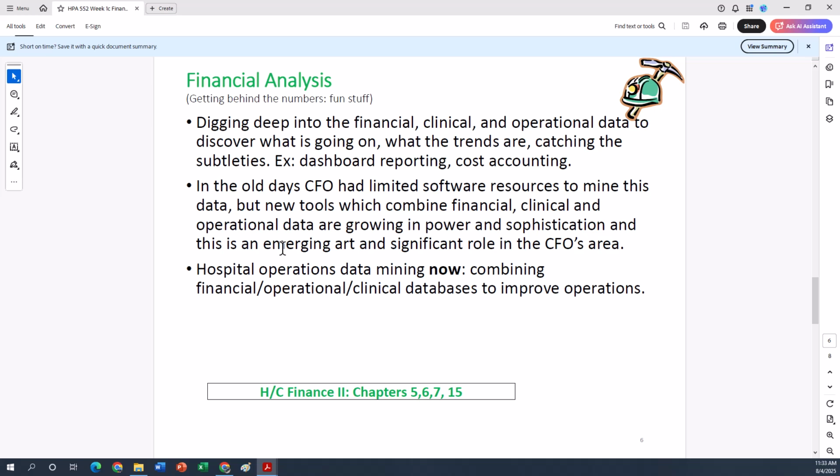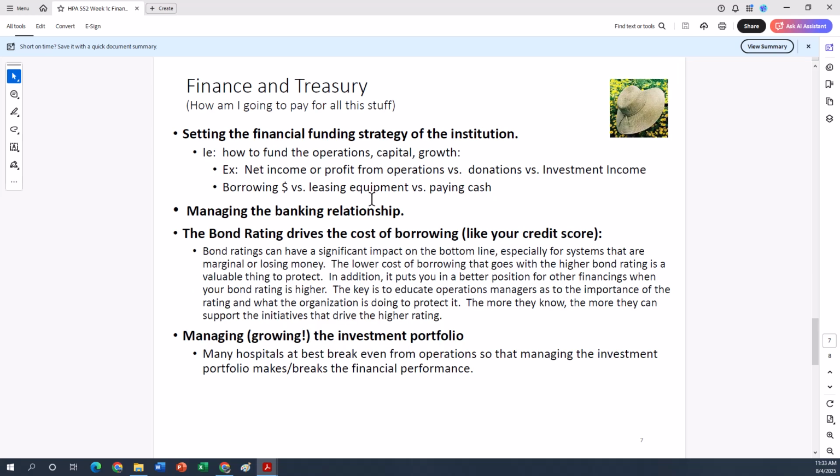Just a wealth of data now, much more sophisticated to be able to run an operation and understand where costs are and what's going on. Finance and treasury, it's kind of like, how am I going to pay for this stuff? What's the funding strategy of the institution?